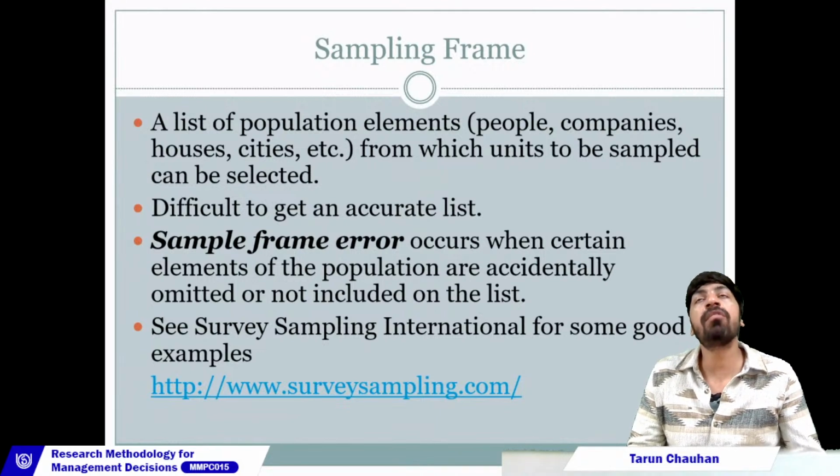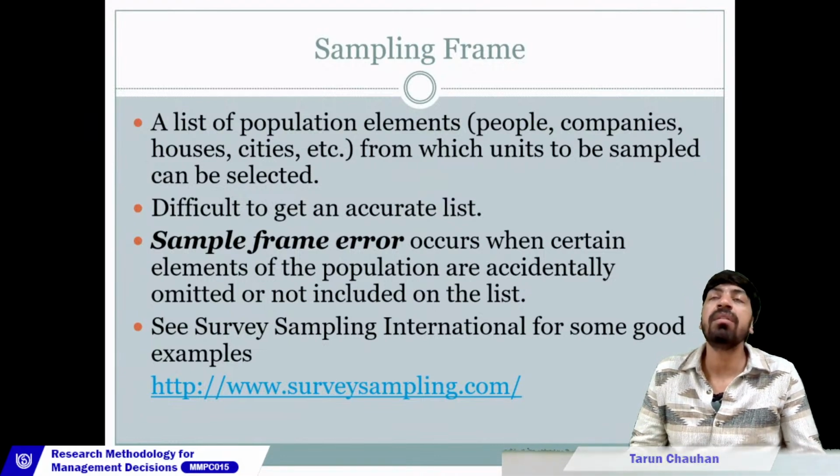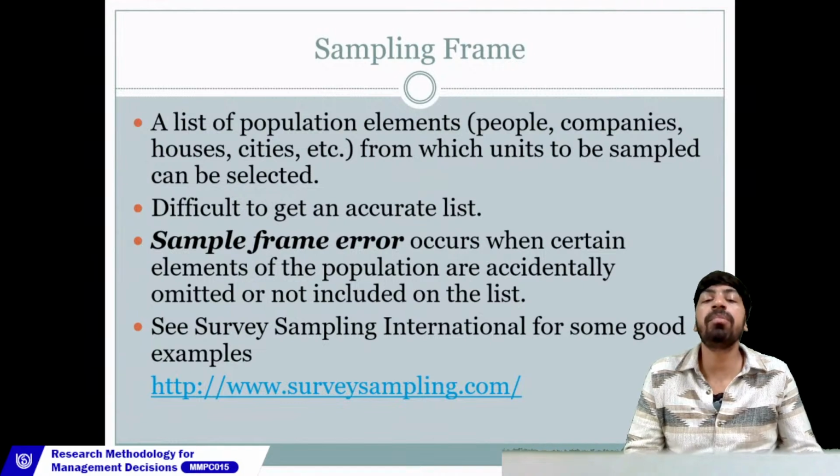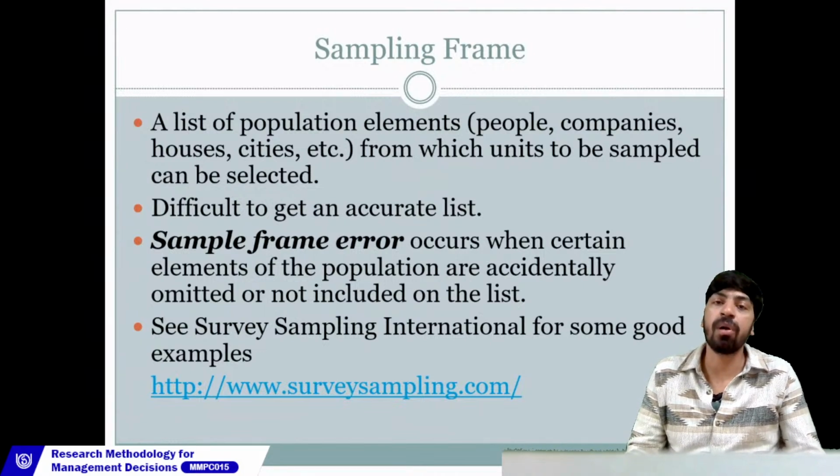If you want to see some good international sampling surveys, you can look up the website www.surveysampling.com.